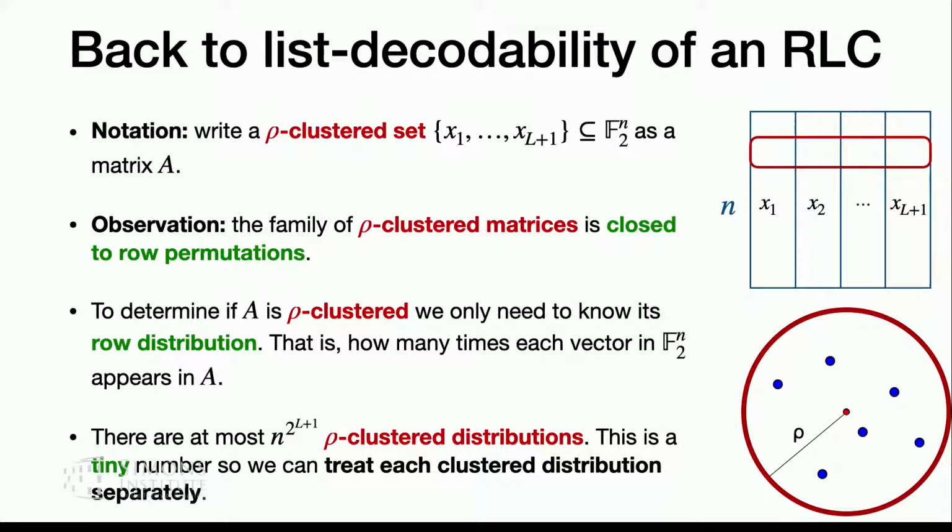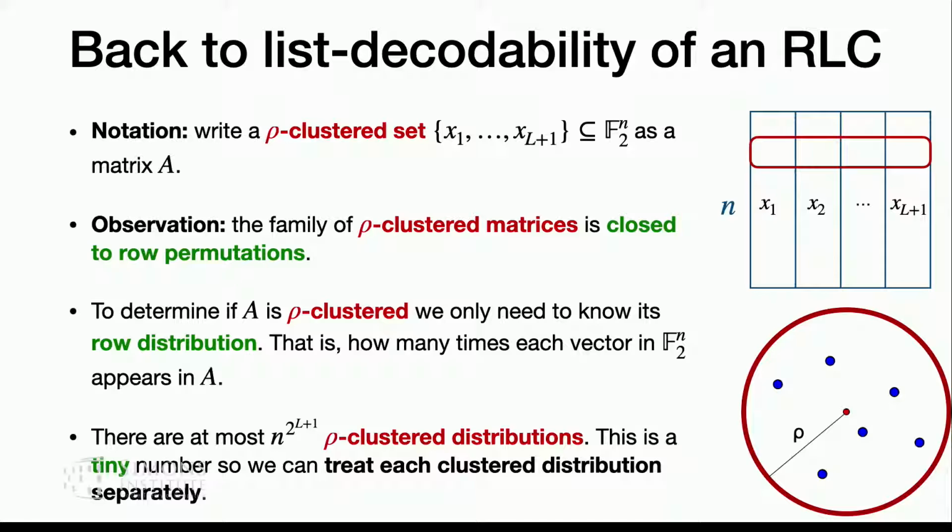And the thing is that, instead of thinking about the set of witness matrices as matrices, we're just going to think about their distributions: how many times does each row appear in such a matrix? This sort of projection maps the set of matrices into a much, much smaller space, when I forget the matrix and only remember its row distribution. So why is that?